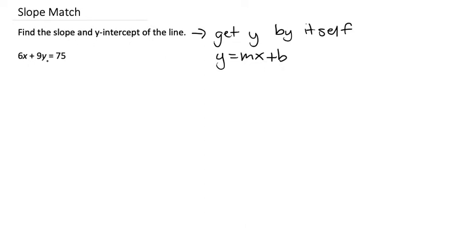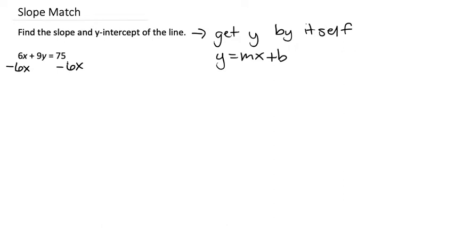So for this equation, I need to get y by itself, and so the first thing that I would need to do is move the 6x to the other side of the equation, and I do that by subtracting 6x from both sides.